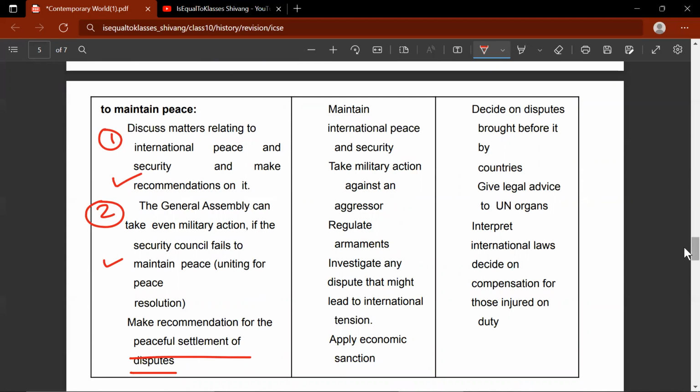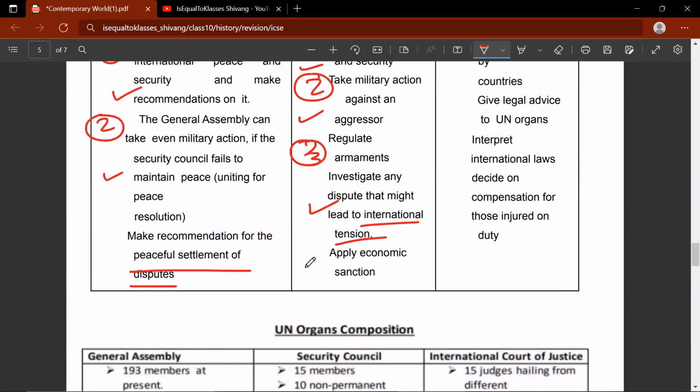Okay, then we move on to the Security Council. Maintain international peace and security, take military action against the aggressor, regulate armaments, and investigate any dispute that might lead to international tension. And then finally, apply economic sanctions. This is the fourth point.